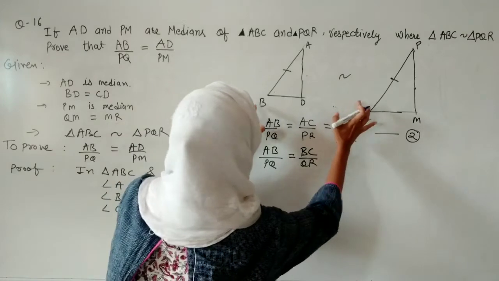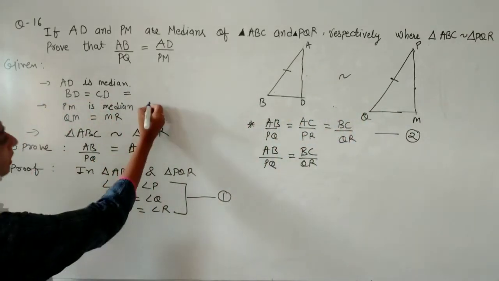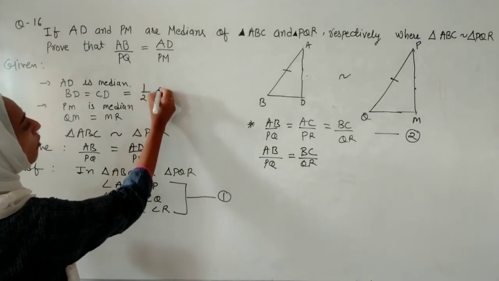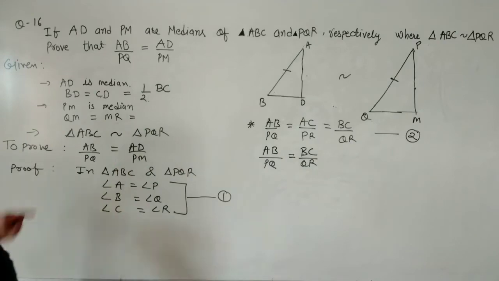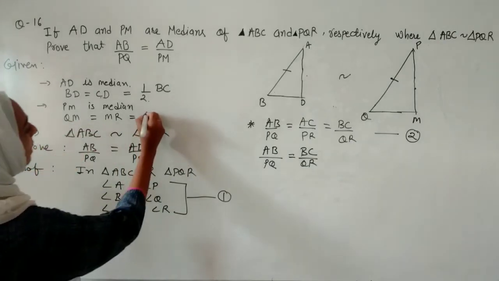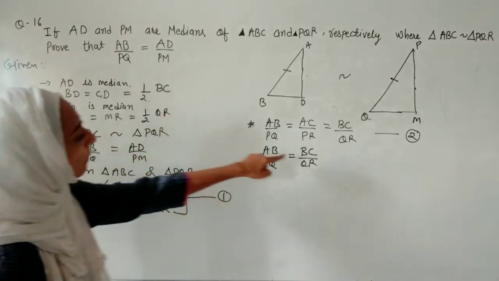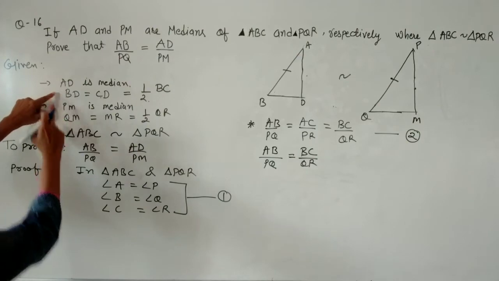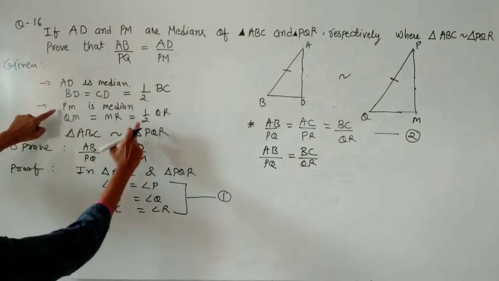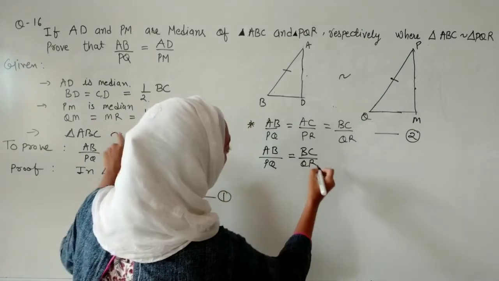But what is another form of BC by QR? Here we can write BD is equal to CD, and that is half of BC. And QM and MR is what? That is half of the whole QR. So in place of BC, we can write 2 times BD, and in place of QR, we can write 2 times QM. So here I am replacing some values from the given.